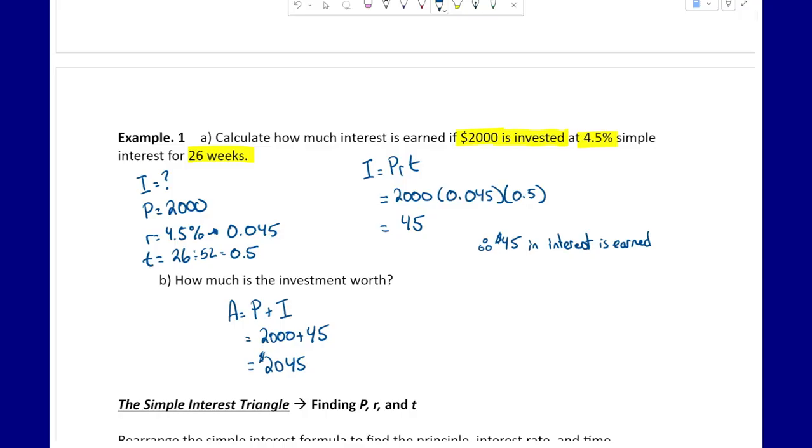So that is the actual worth of the investment. The investment, of how much money we have saved, it's worth $2,045.